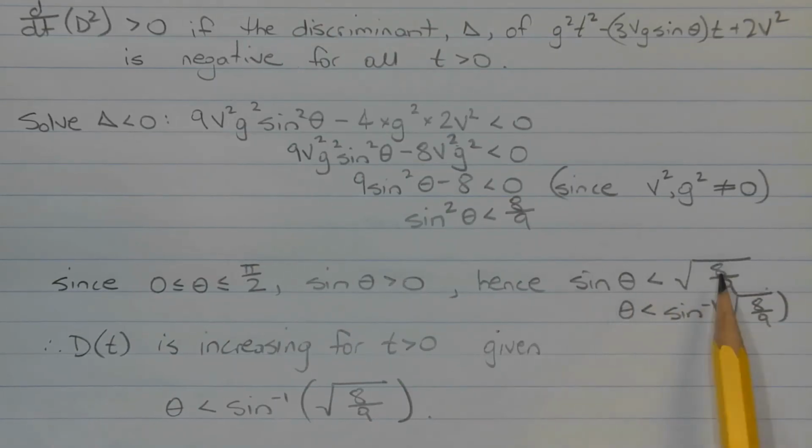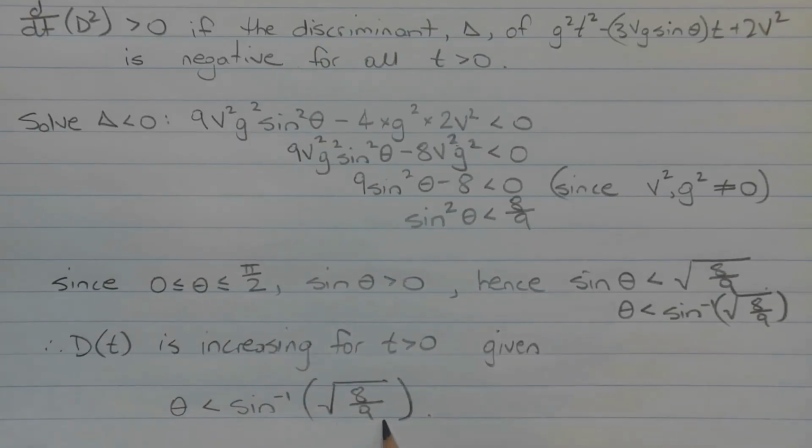And taking the inverse sine of both sides, we get theta is less than inverse sine of the square root of 8 over 9. Therefore, d of t is increasing for t greater than 0, given that theta is a value less than inverse sine of the square root of 8 over 9.